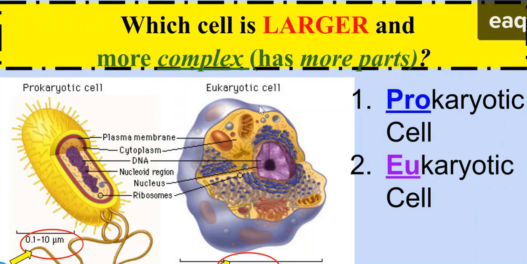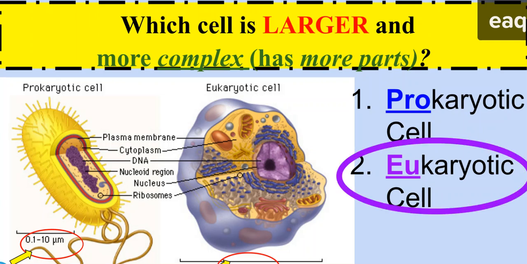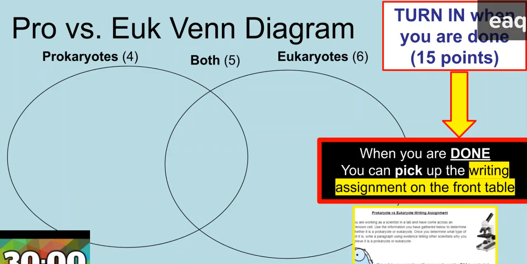This is a eukaryotic cell. Which one of these is more complex? Or another way of asking this is which one has more parts? You should have answered the cell on the right, eukaryotic, all right, because it has more parts inside. It's a busier looking cell.